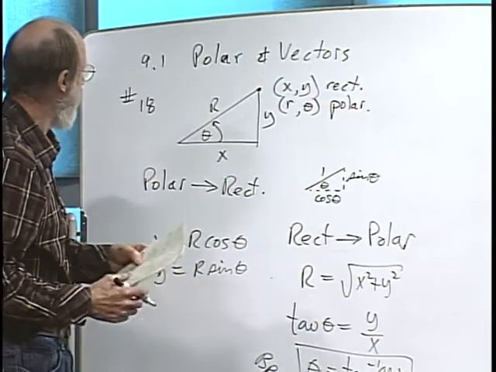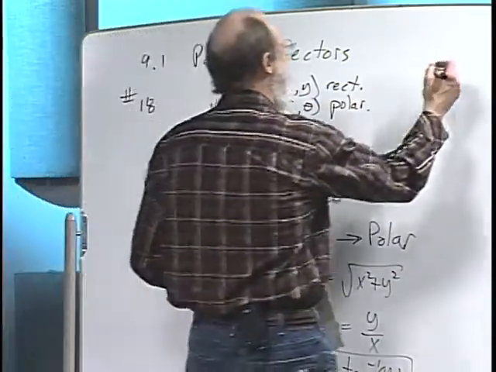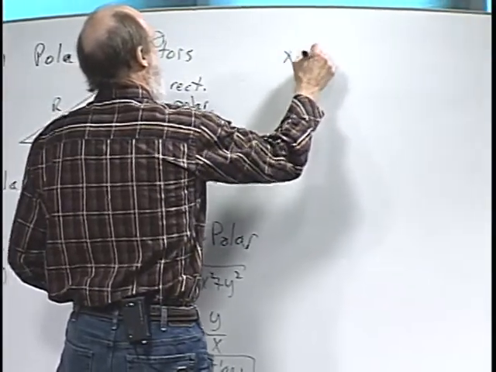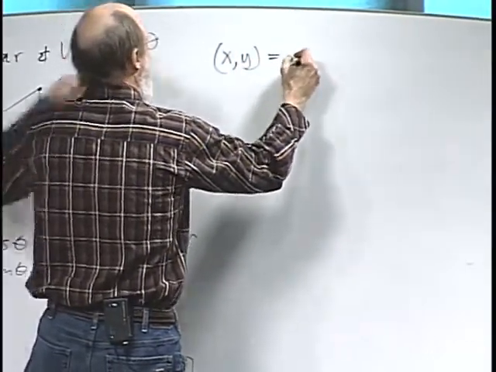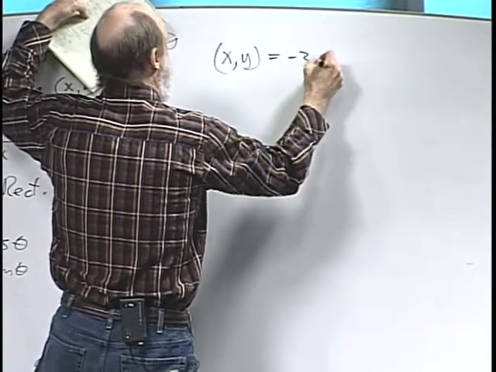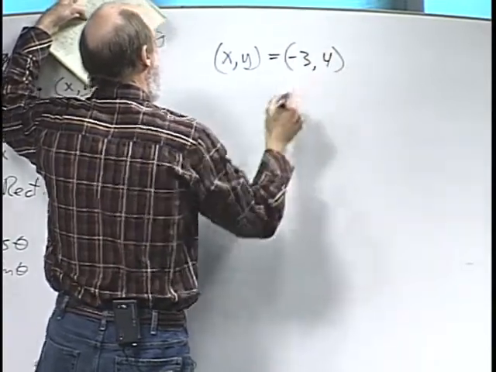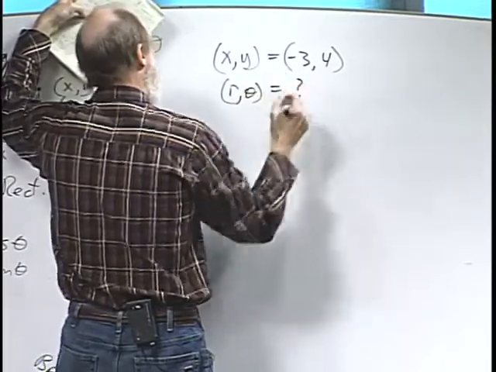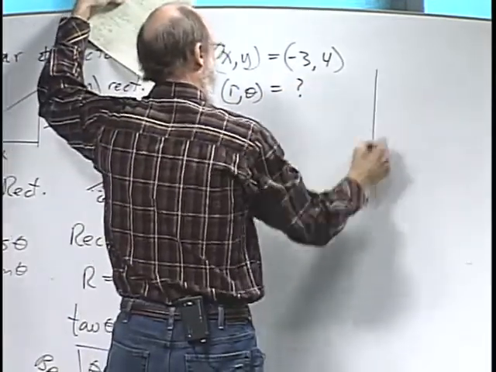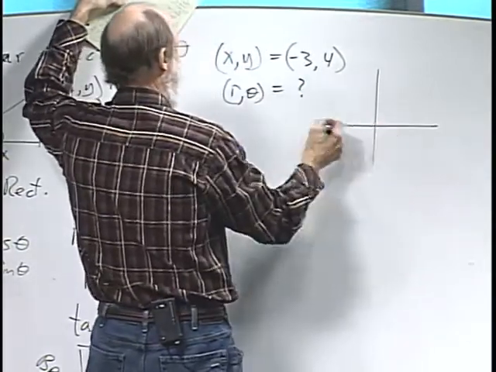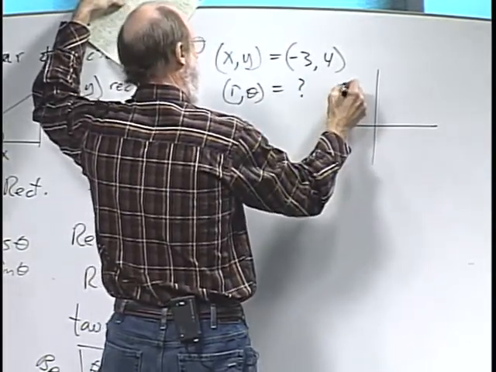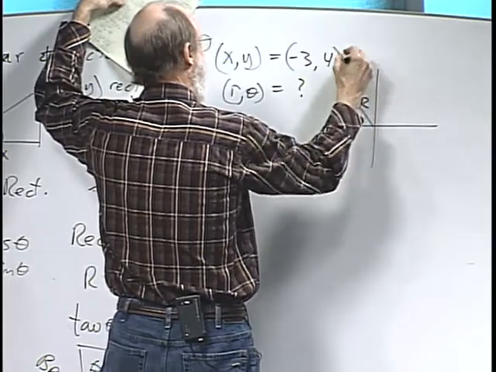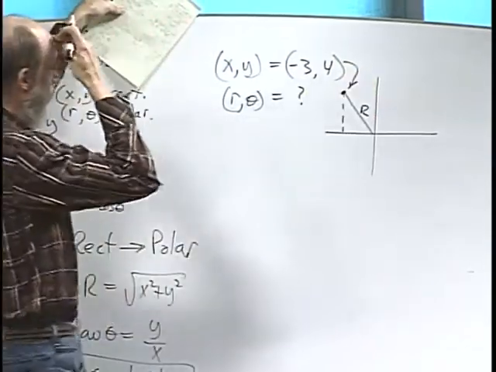Illustrating that concept right there, I didn't have anything written down, but let's just do it. Let's say I happen to give you a point in XY format, rectangular format, that happens to be located at -3, 4. And I want to know the polar coordinates. So I'm going to draw that picture, and I'm going to go to -3 and up 4. And here is the R, and that point is located right there in rectangular form.